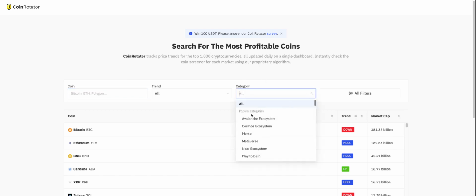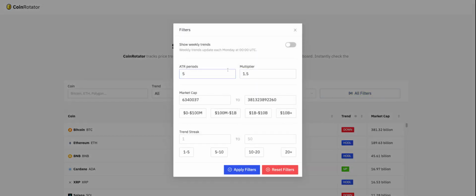We also have categories. Some people are interested in specific sectors. We have the most popular categories based on layer one and predominant narratives such as meme, metaverse, play to earn, Solana, Terra. Well, maybe that's not so popular anymore, but it was at one point. Then we have more in-depth categories available as well. And then we have our modal, where the primary sorting can be done based on your risk appetite.